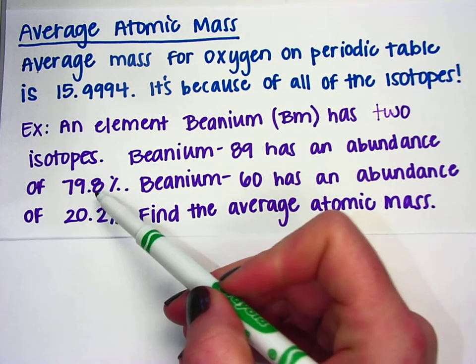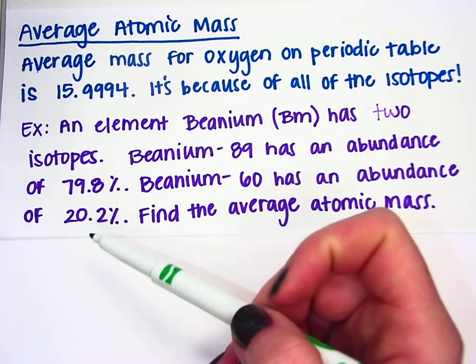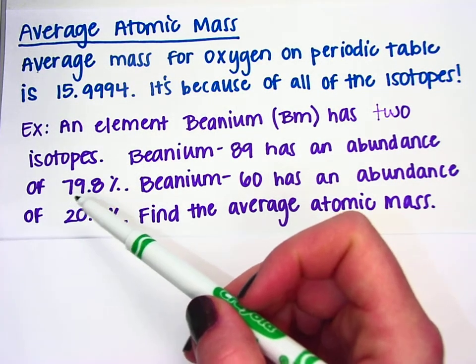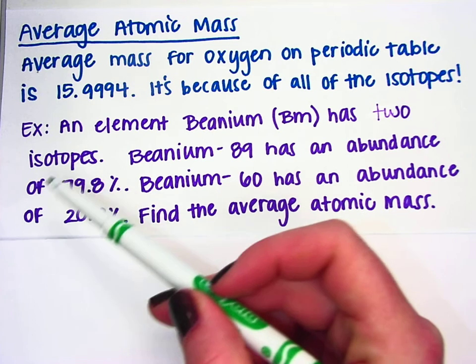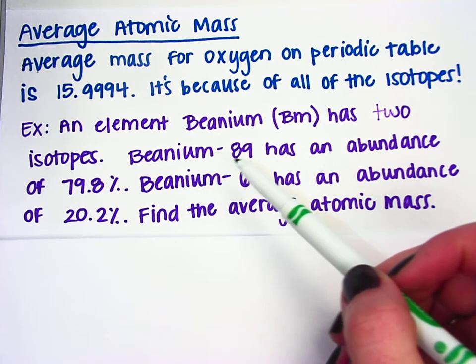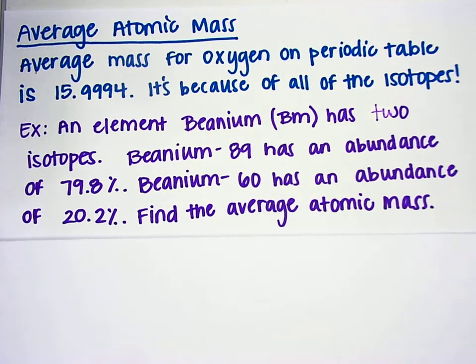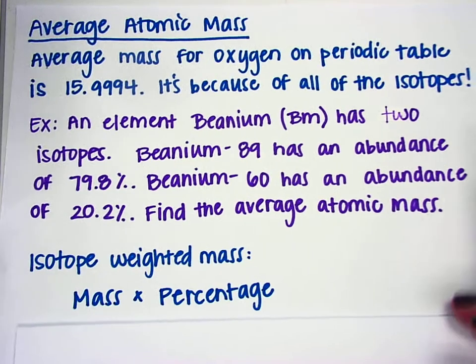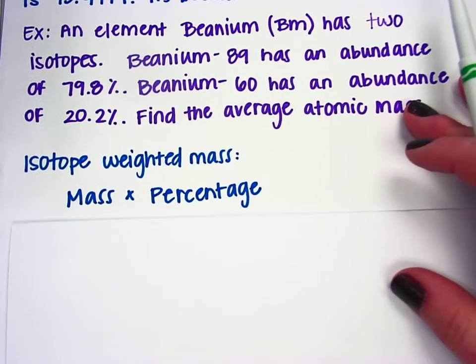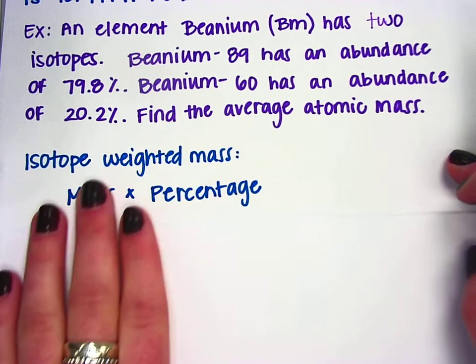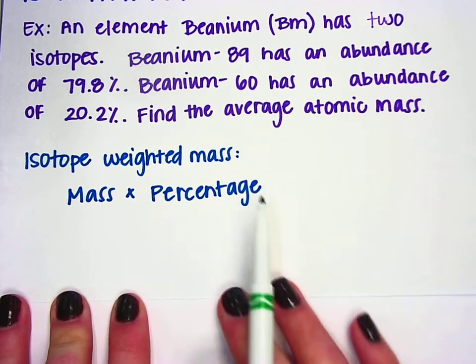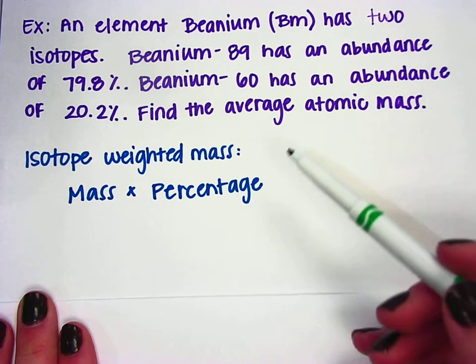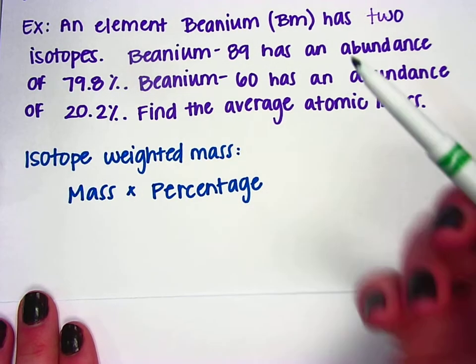And then I've also given you the percentages. We can go ahead and guess that since this is such a much bigger percent, our answer will be closer to 89. But we want to know exactly what it's going to be. So the first thing we are going to do is calculate the isotope weighted mass for each of these isotopes. So how much of our percent is from each isotope.